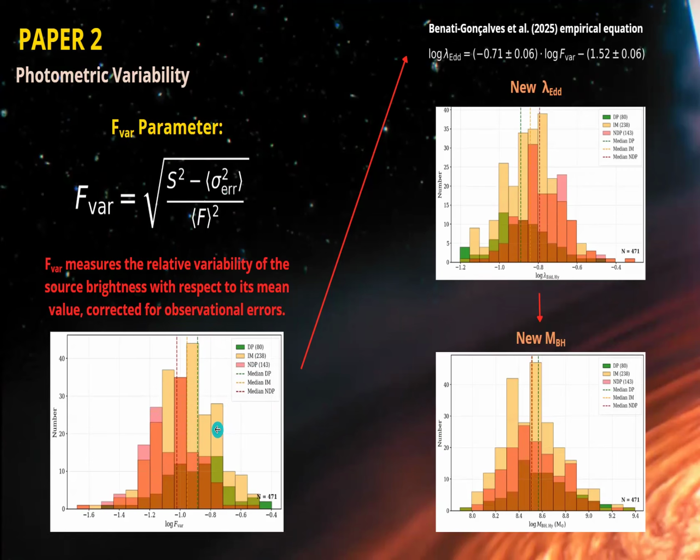So since our DP sample have lower Eddington ratio, they also tend to be more variable, and that is what we find here. And in the previous paper, we concluded that Eddington ratio and black hole masses were strongly biased. Now, using this empirical relation of Igor Benach that relates Eddington ratio with FVAR, we calculated new Eddington ratio values, and after this, new black hole mass values. And the difference between the samples decreased a lot. So I can say that the bias was removed, at least partially.